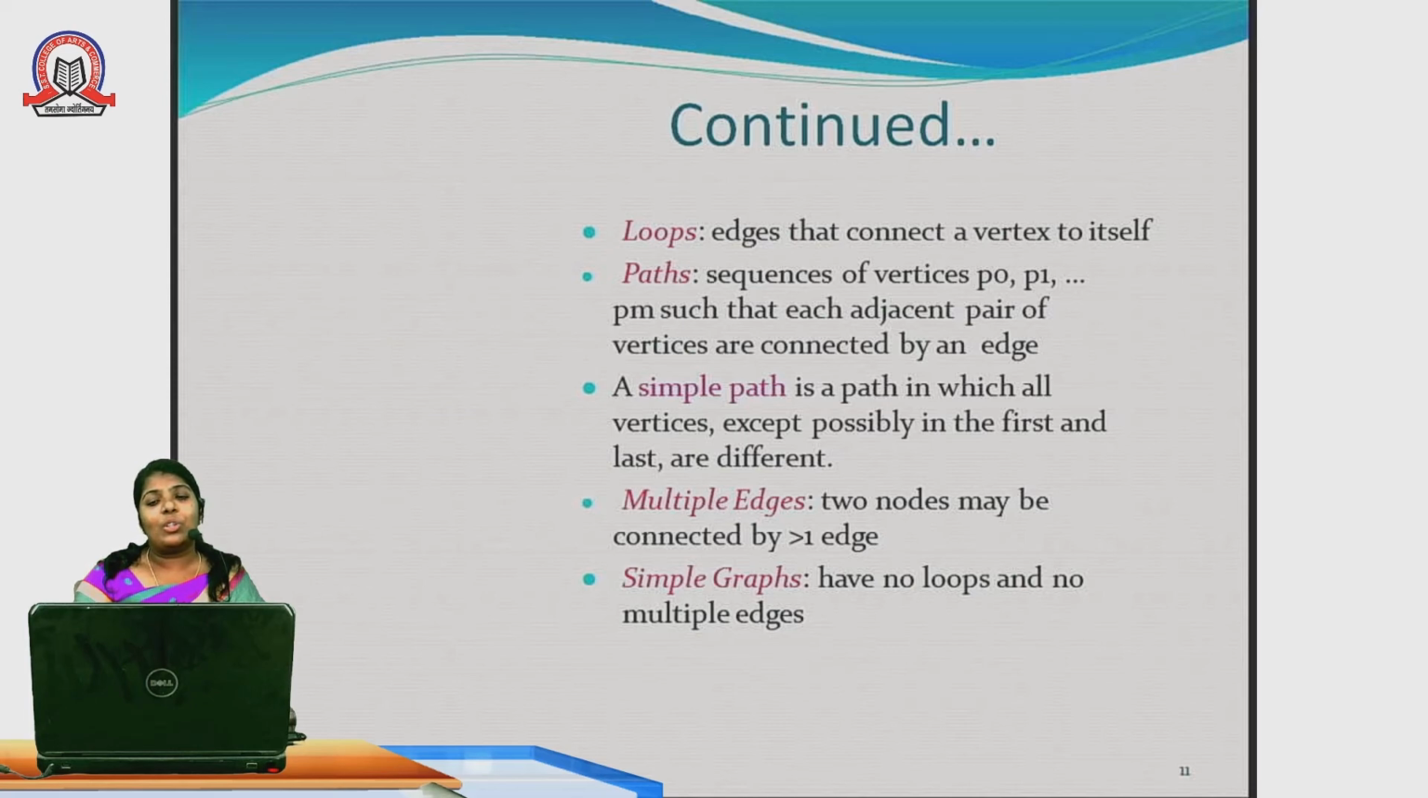Multiple edges. Two nodes may be connected by more than one edge. That is called multiple edges. A simple graph will not have any loop at all and no multiple edges. So what is a simple graph? It will not have any loop and no multiple edges.